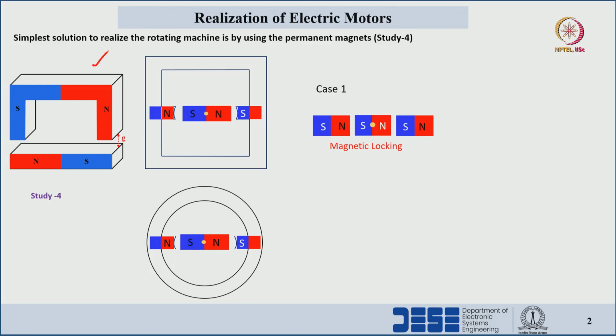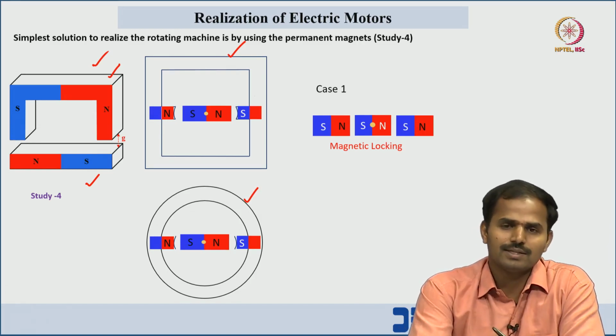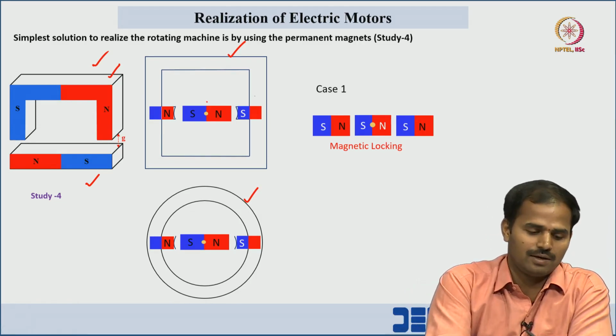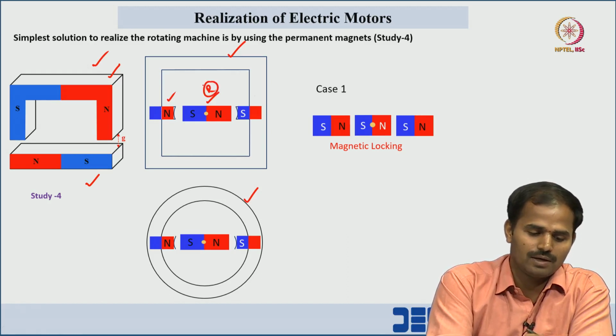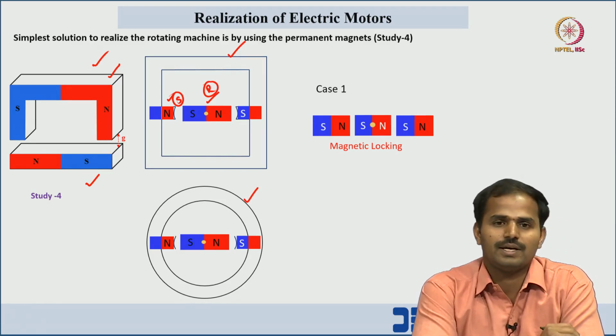I am considering Study 4, with a permanent magnet on the stator side and also a permanent magnet on the rotor side. Based on the attractions and repulsions of the magnets, it will work. Consider the machine to be in this manner, square or rectangular, and a circular stator surface is there, that will be in this manner. Now, I will consider case 1 where the rotor position is exactly aligned with the stator. This is the rotor, the rotating one, and this is the stator, the stationary part.